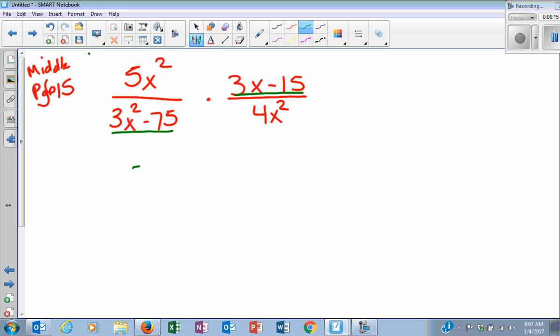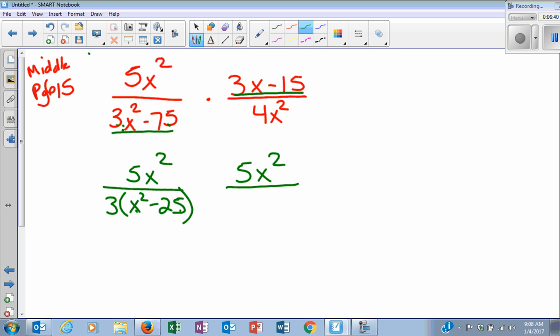So I'm going to rewrite this as 5x squared over, these guys have a common factor. 3 goes into both of them. So I pull out a 3, and I'm left with x squared minus 25. But even when I do that, I go, wait, this is a difference of squares. So I'm going to actually factor it again, and it's going to become 5x squared over 3 times x minus 5, x plus 5.